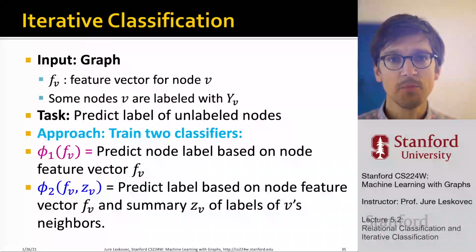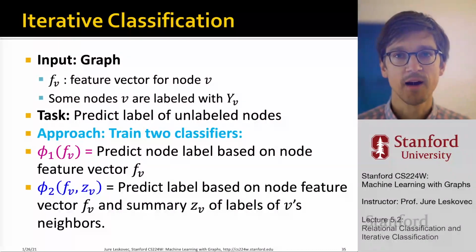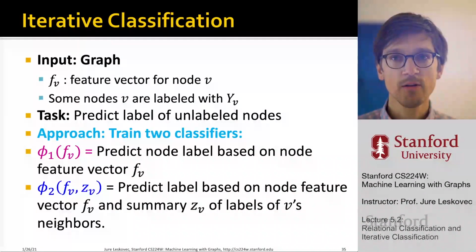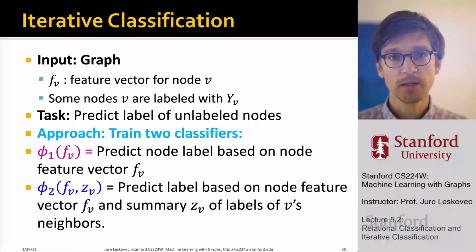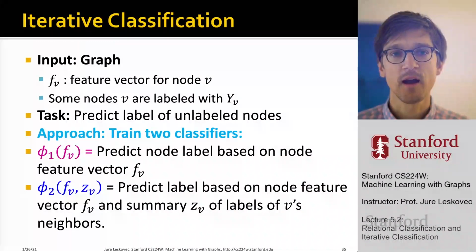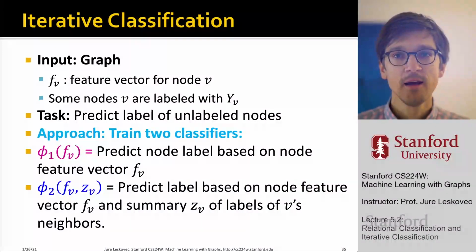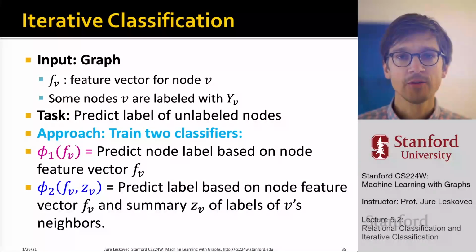The task is to predict labels of unlabeled nodes, and the way we are going to do this is that we are going to train two classifiers. We are going first to train a base classifier that is going to predict a label of a node based on its feature vector alone. That's the classifier phi1.